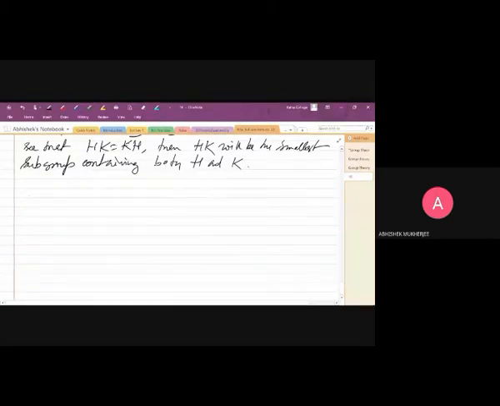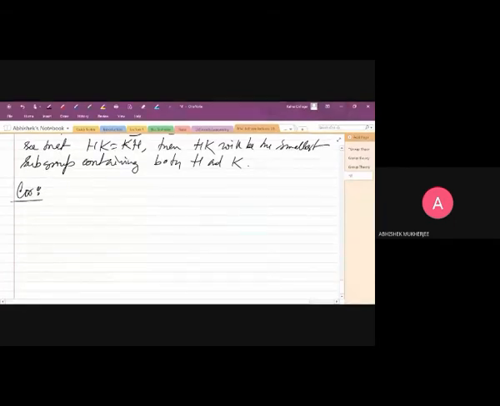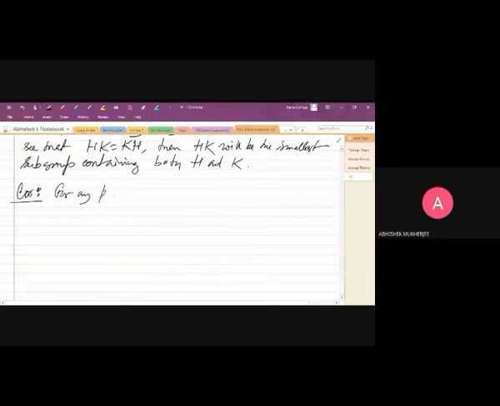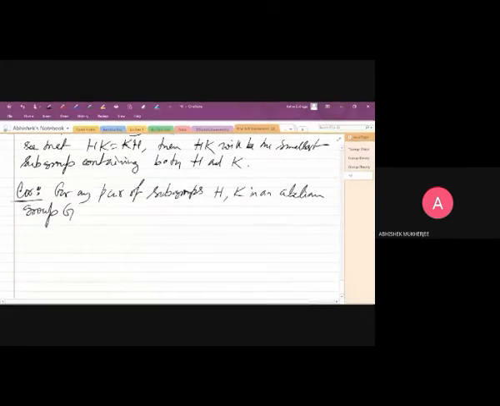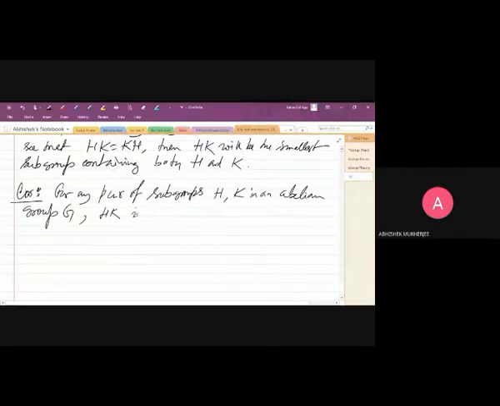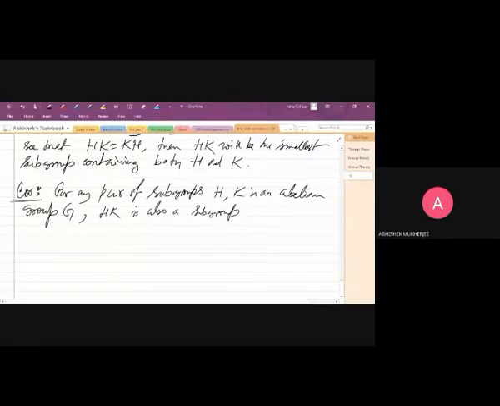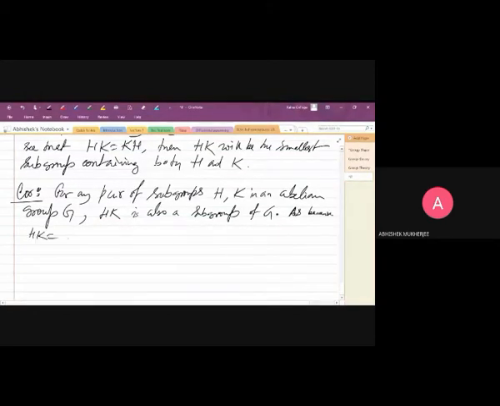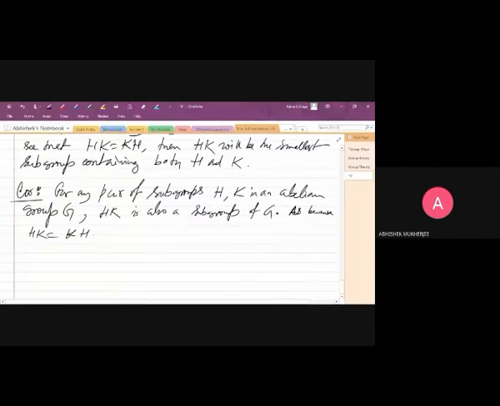So one corollary you may consider here. Suppose you have an abelian group. So for any pair of subgroups H and K of an abelian group G, HK is also a subgroup of G, because in that case HK coincides with KH. It's also a subgroup of G, because HK coincides with KH in an abelian group G.